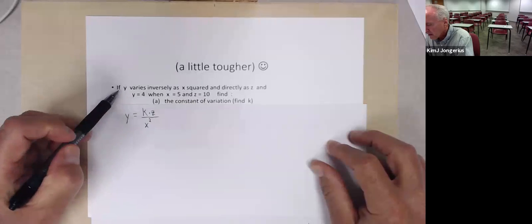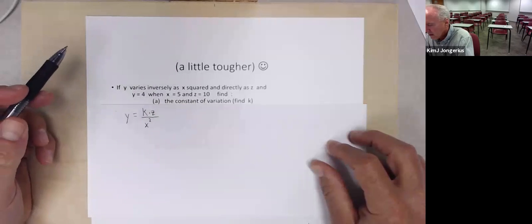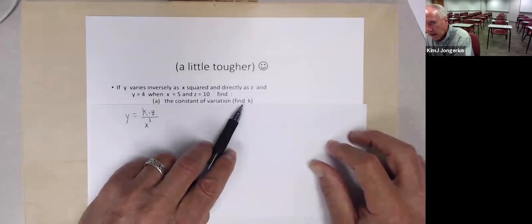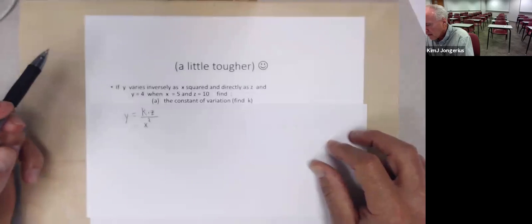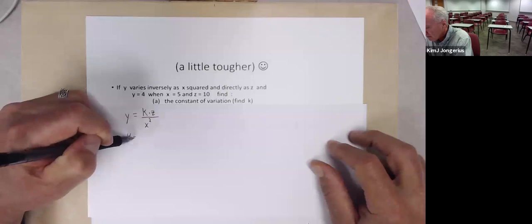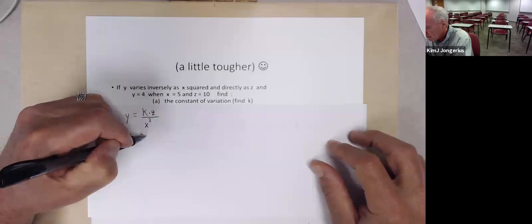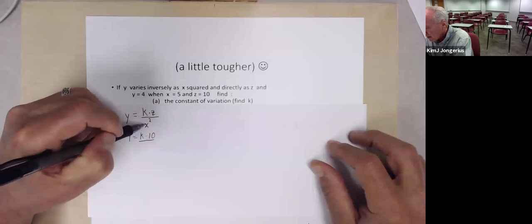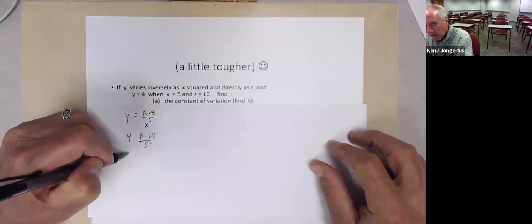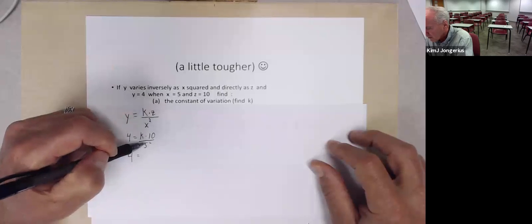It's crucial that you can get from this first line to this general equation. Then all we have to do now is find the variable k. So to that end, I'm going to take the y value and plug it in. The z value happened to be 10. The x, which needs to be squared, was 5. So I would have 4 is equal to, this would be 10/25.